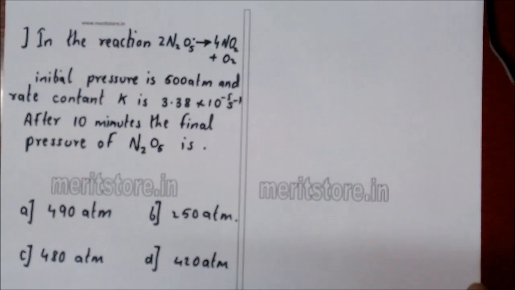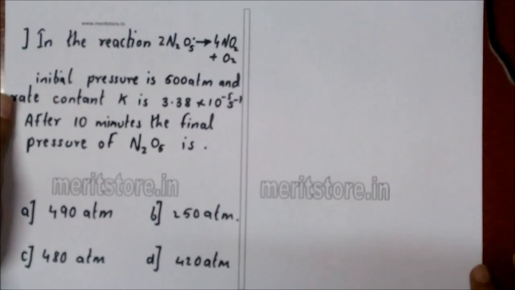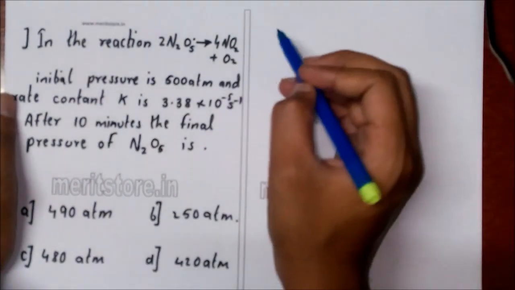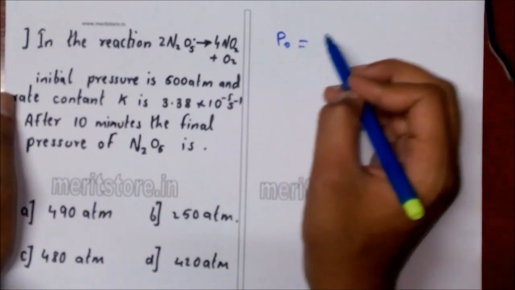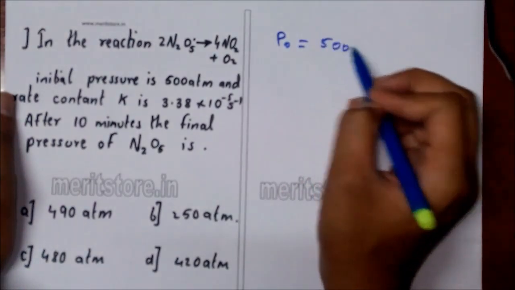In the reaction 2N2O5 gives 4NO2 plus O2, the initial pressure is 500 atmosphere and the rate constant K is 3.38 × 10^-5 per second. After 10 minutes, the final pressure of N2O5 is: A, 490 atmosphere; B, 250 atmosphere; C, 480 atmosphere; D, 420 atmosphere. So initial pressure P0 is equal to 500 atmosphere.